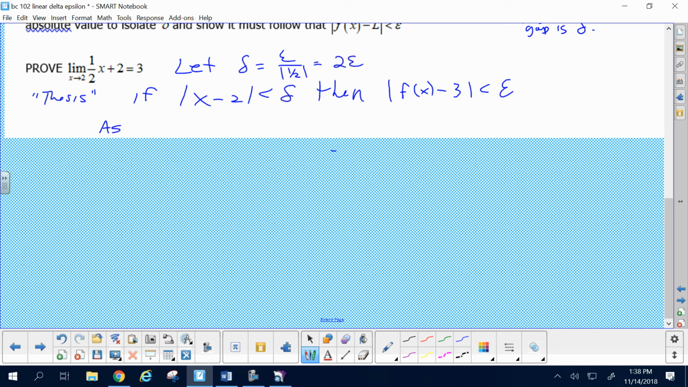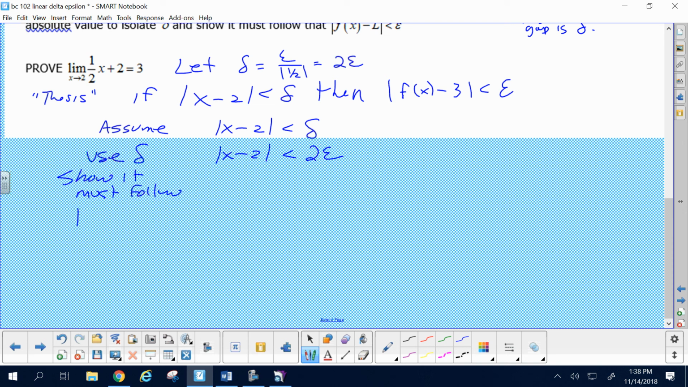You now assume the hypothesis of the if. We're going to assume that x minus 2 is within that required delta. Now we use our delta. If we define delta as being twice whatever precision you ask, then x minus 2 must be less than 2 epsilon. Now we want to show that it must follow, or we can get to f of x minus 3 is less than epsilon.